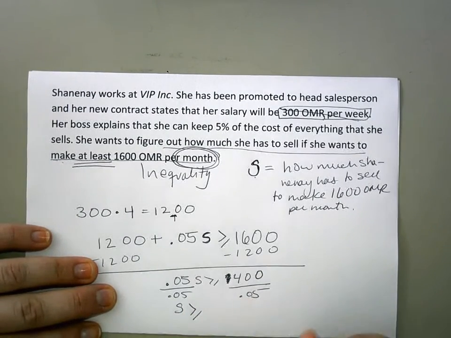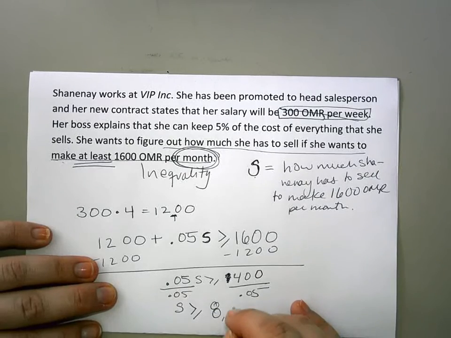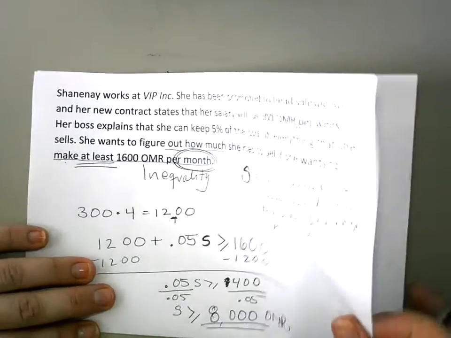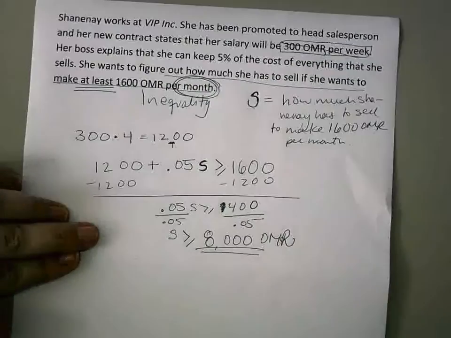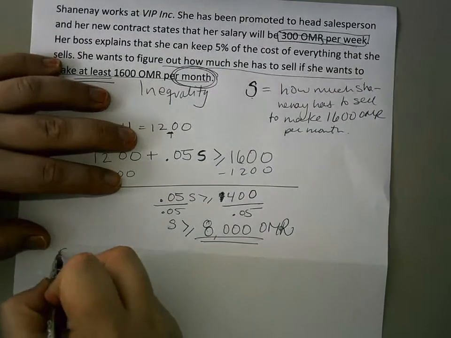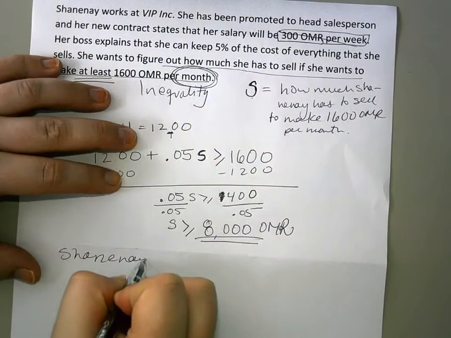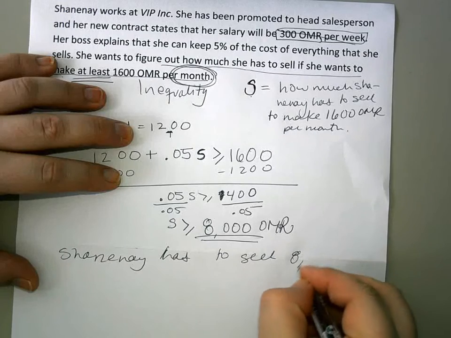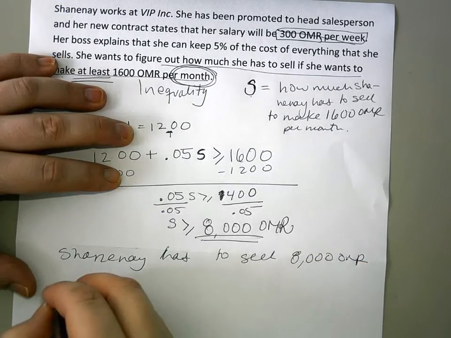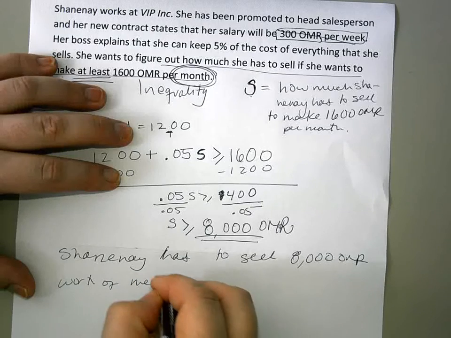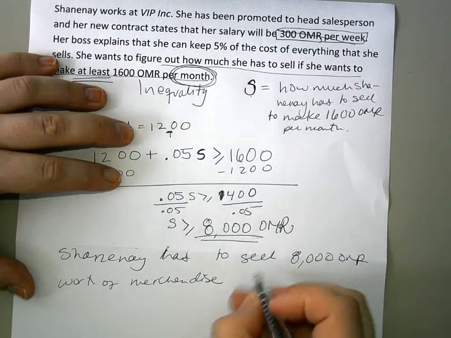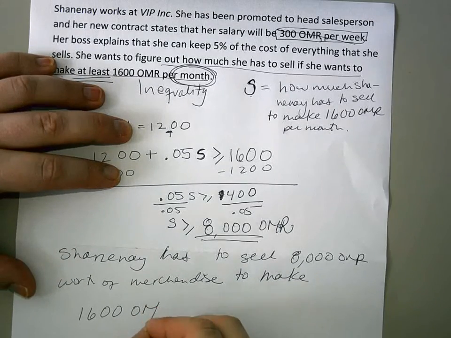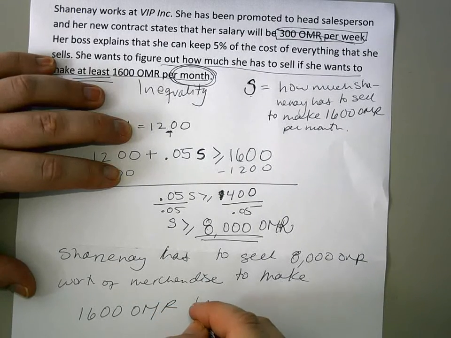All right, so we have that S is going to be greater than or equal to 8,000 Omani Rials. So that means that, written out as it makes sense in the situation, Shanae has to sell 8,000 Omani Rials worth of merchandise to make 1,600 Omani Rials per month.